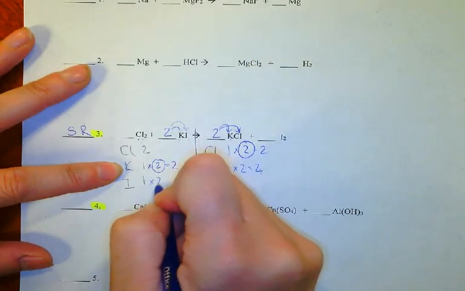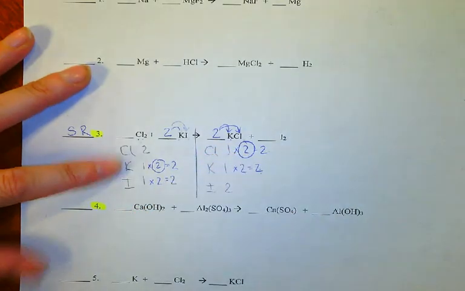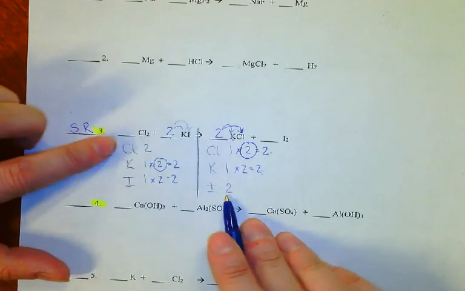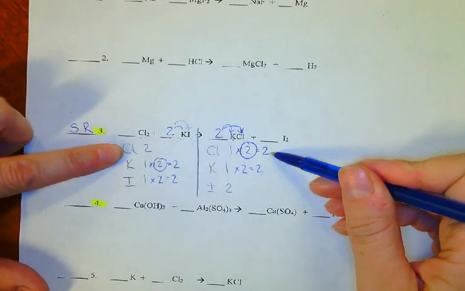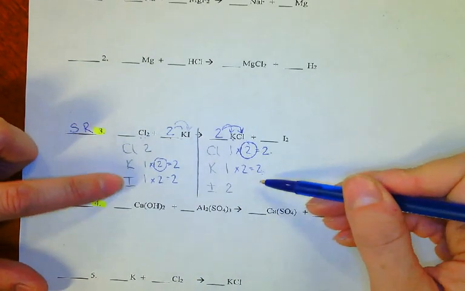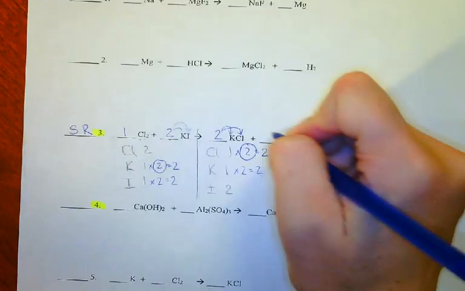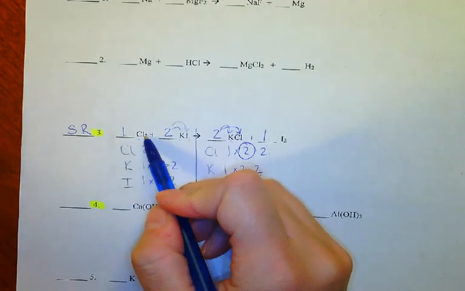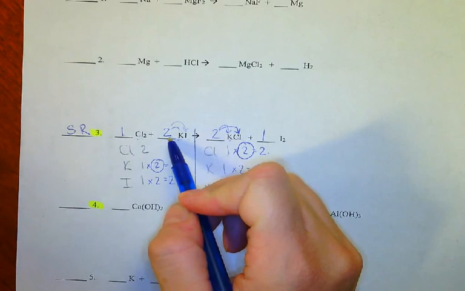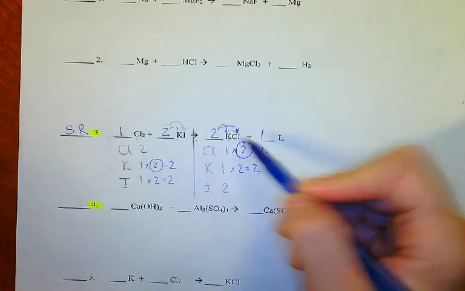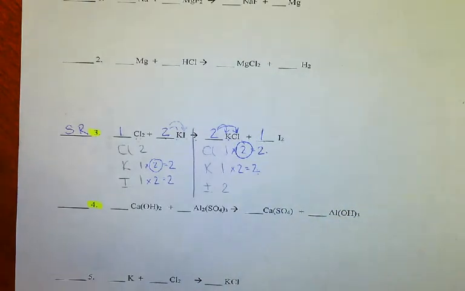Alright? So that also doubled my iodine, which is actually kind of great because I wanted 2 iodine on each side. So that gives me equal number of chlorine on each side, equal potassium on each side, equal iodine on each side. So we're done, which means my blanks are 1. Okay, so I've got 1 Cl2 plus 2 potassium iodides yields 2 potassium chlorides plus 1 iodine.